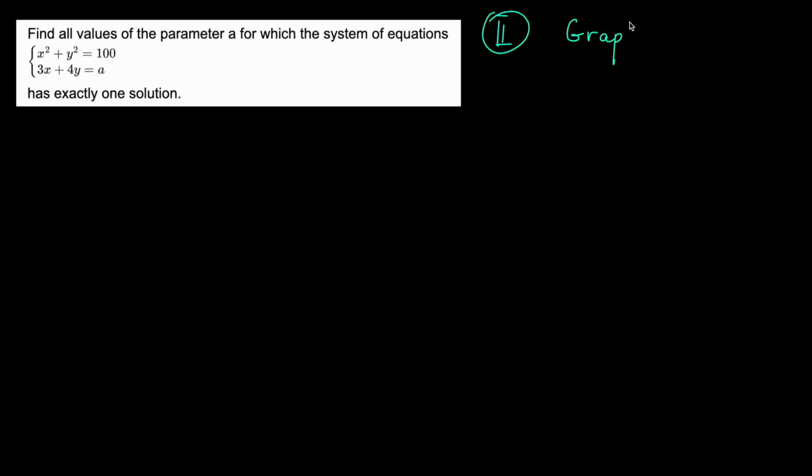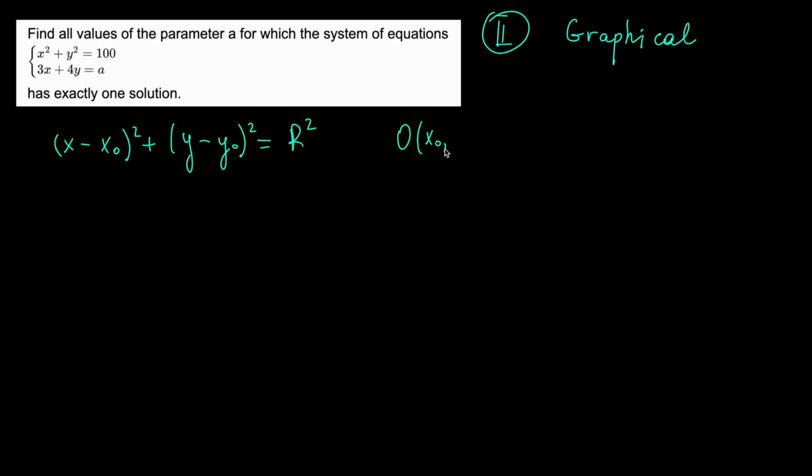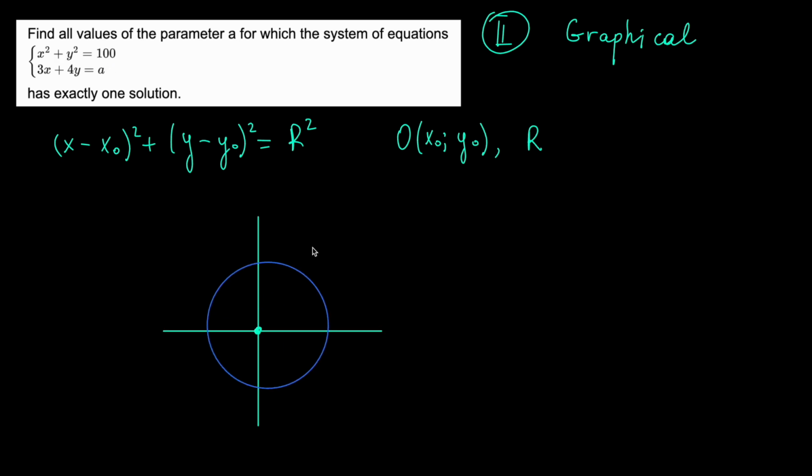We consider the equations of this system as sets of points on the Cartesian plane. So let me remind you that the equation of a circle is (x minus x0) squared plus (y minus y0) squared equals r squared, where x0 and y0 are the coordinates of the center of a circle, and r is the radius of a circle. So the first equation defines a circle with center at 0, 0, and the radius of the circle is 10. So this is the Cartesian plane, here's x, this is y, and this is 10.